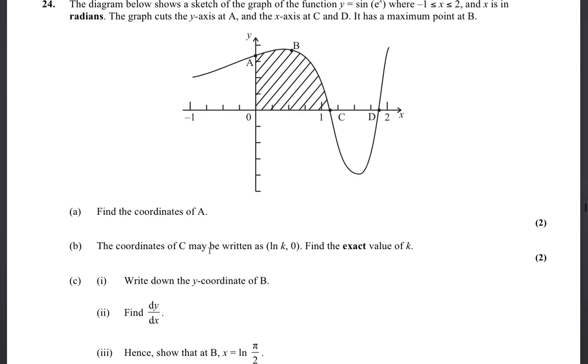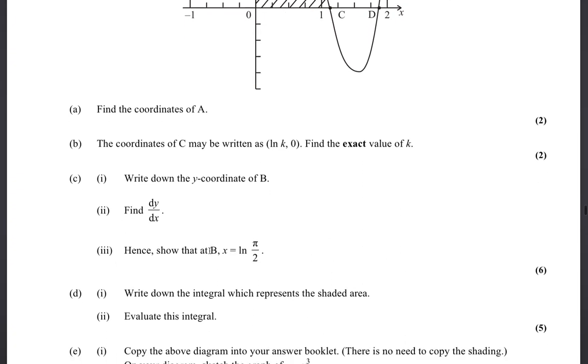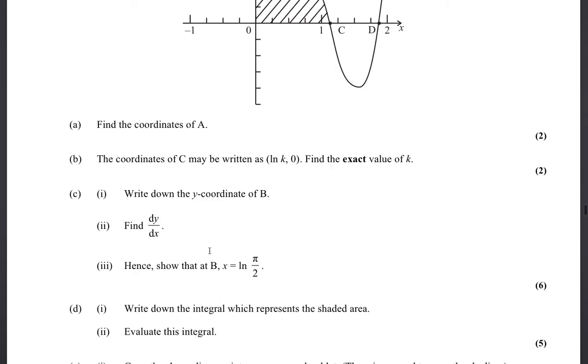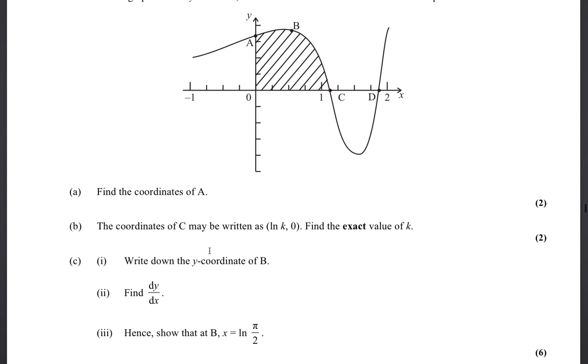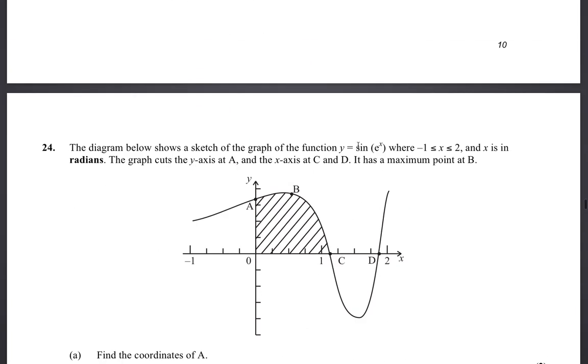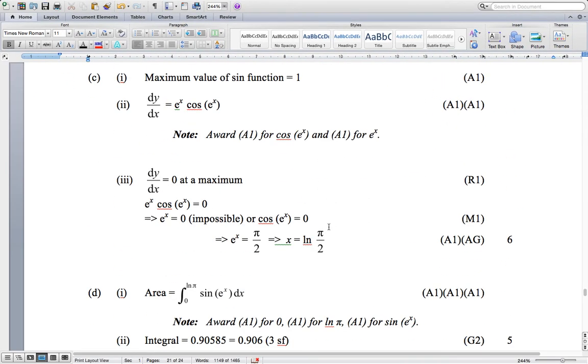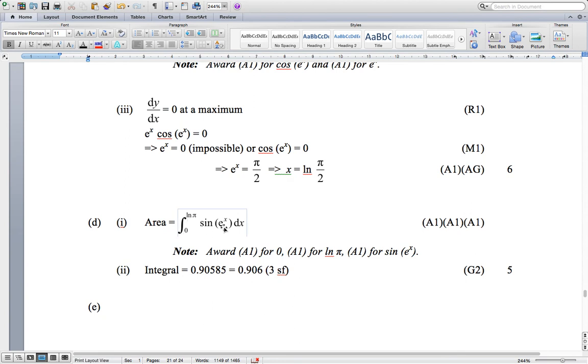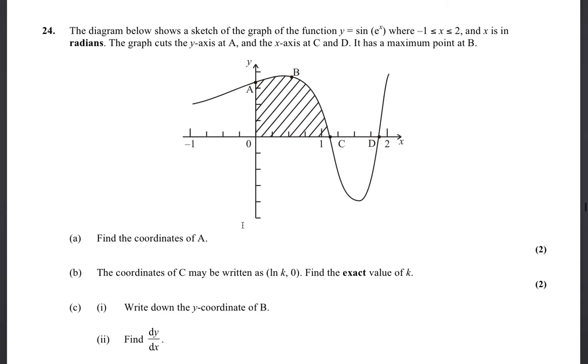And find dy by dx. Yeah, I think you can do this. Write down the integral which represents the shaded region. Again, that is very simple. The lower limit is 0 because it is bounded by x equal to 0 and x equal to c. So the integral is the integral from 0 to ln pi of f of x dx, that is, sine of e power x dx. So you can see it here, 0 to ln pi, sine of e power x dx.